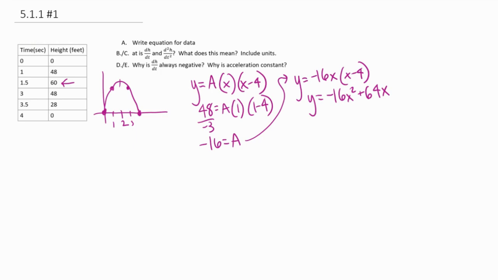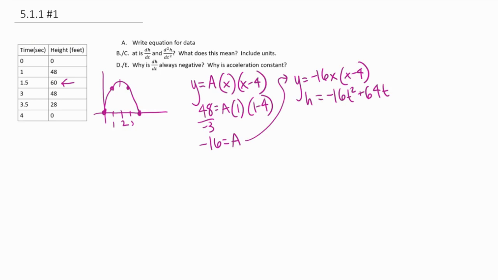Okay, so parts B and C: what is dh/dt and d squared h over dt squared? What does that mean? So remember, you know what? This is supposed to be h. It's supposed to be height. And this is supposed to be t for time. I get so used to my x's and y's, but you are supposed to write this in terms of height and time. So go ahead and fix that if you haven't already. My bad, you do need to use h's and t's because it specifically says that.